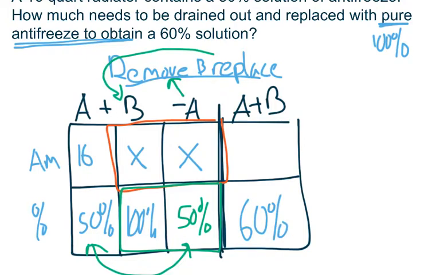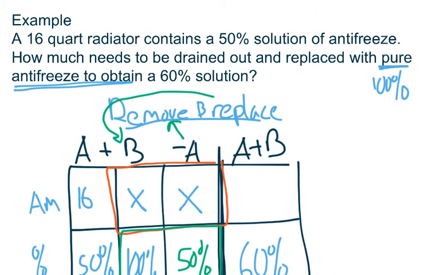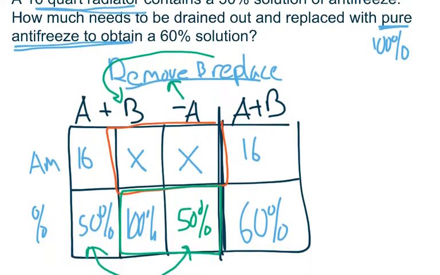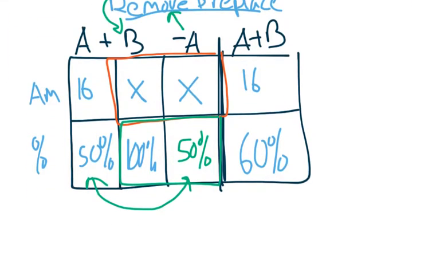So 60% solution. And the amount, we have to, again, do some reading. This is a 16-quart radiator, and we're filling it back up to the top. It didn't get any bigger. It didn't get any smaller. It's still a 16-quart container, so 16. All right, same idea. We're going to bring these two rows together, make an equation, and solve it.